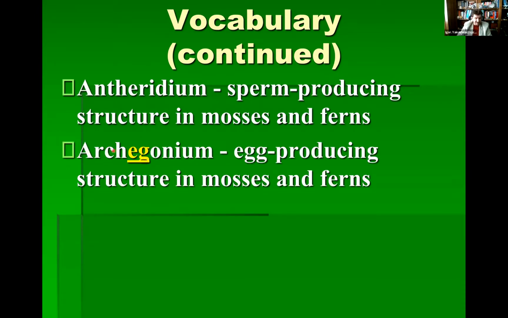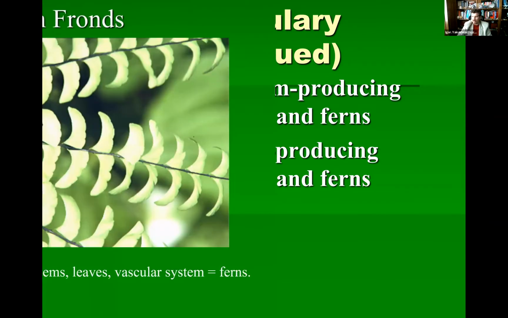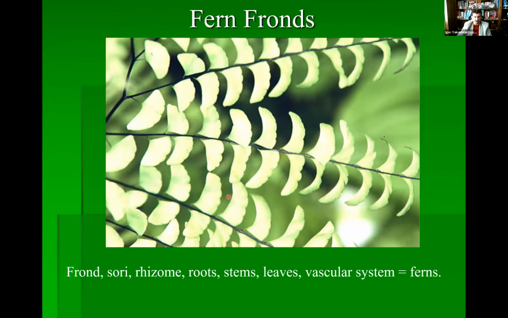Anyway, antheridium, we already talked about the sperm-producing structures in moss and the ferns, and the archegonium, remember, egg inside, so egg-producing structures in moss and ferns. All right, so here we're looking at the fronds. Sori, which is sorus, plural.